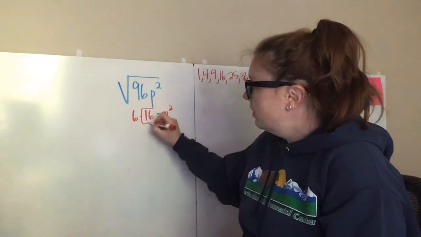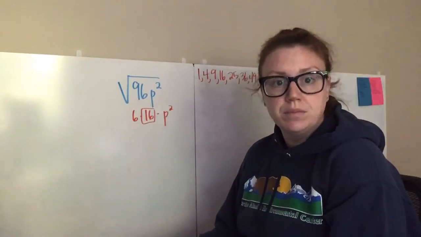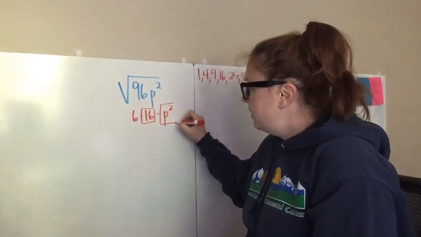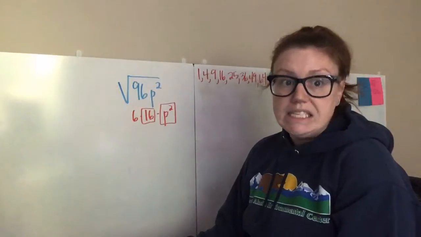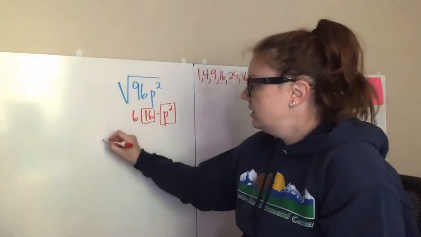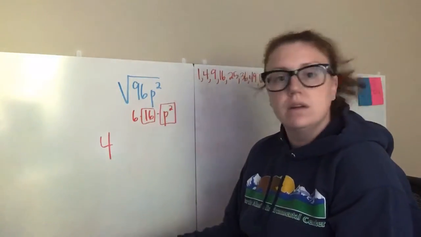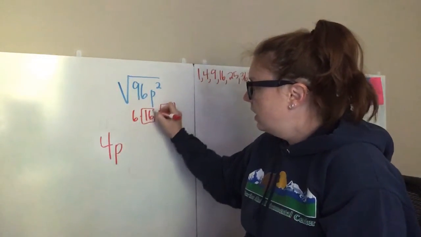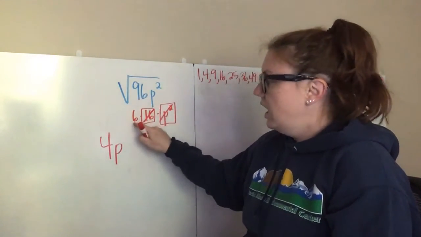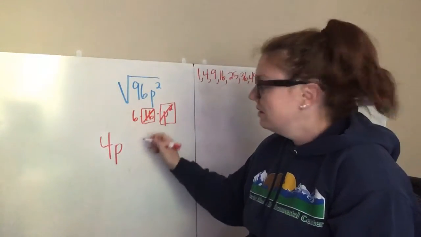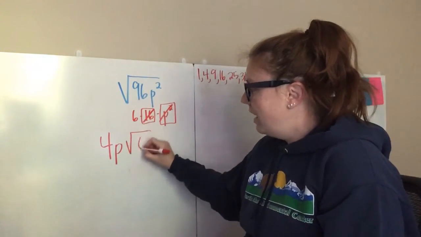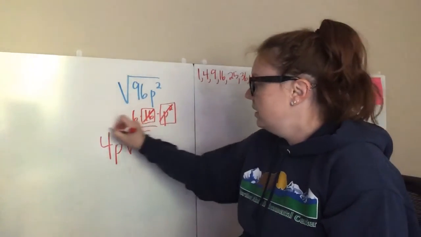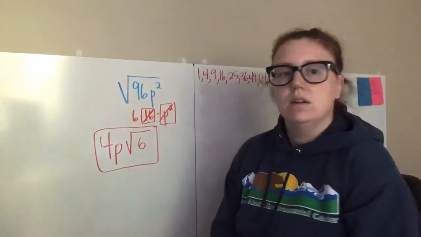So I can do the square root of 16 because it's in my list of perfect squares. And I can do the square root of p squared because it's even. Square root of 16 is 4. Square root of p squared is p. And I've done both of those. And 6 is left behind. So I'm going to leave that underneath the radical. It's going to stay the radicand. So my answer is 4p radical 6.